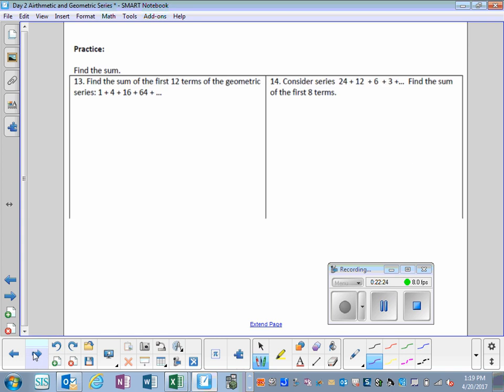So we have, I don't know, a minute. Let's see if you can do this, 13 and 15. So 13: find the sum of the first 12 terms, so n equals 12, of the geometric series written out here. Since I know this is geometric, my a1 is 1, my r is what? Come on, we are still working. My r is what? 4. Okay.